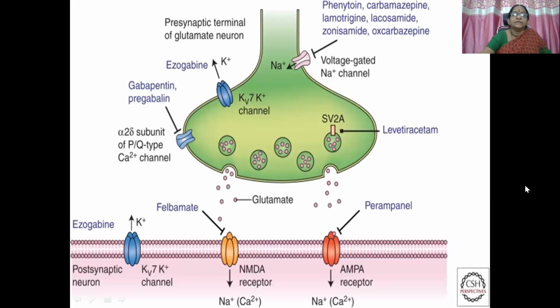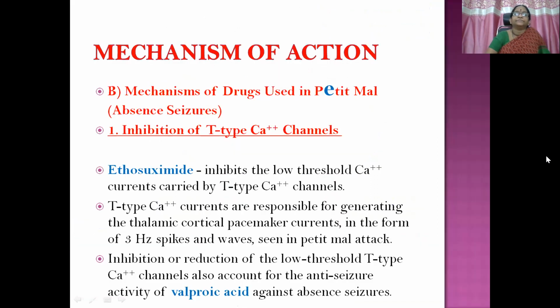Then you can see here, this is felbamate acting through NMDA receptors, perampanel acting through AMPA receptor blockade. Then gabapentin, pregabalin acting through calcium channel blockade, and ezogabine through potassium channels. And all these drugs act through voltage-gated sodium channels: phenytoin, carbamazepine, lamotrigine, lacosamide, zonisamide, and oxcarbazepine. And levetiracetam binding through the synaptic vesicular protein for neuroprotection.